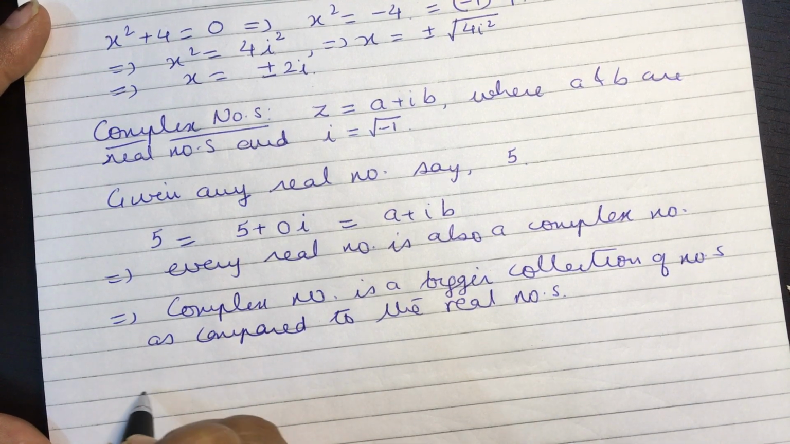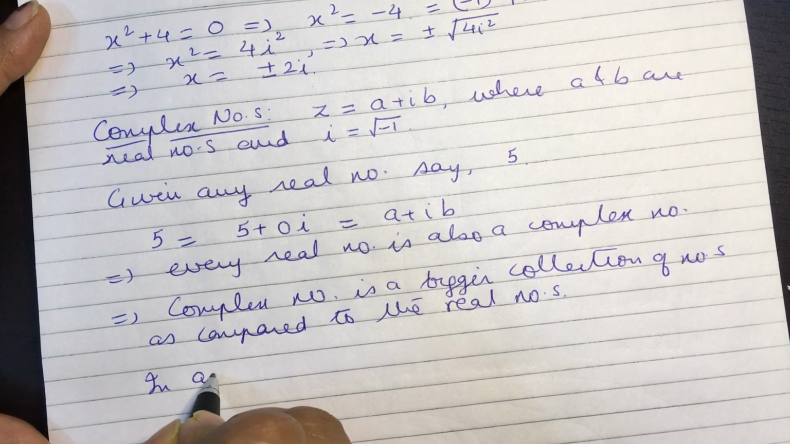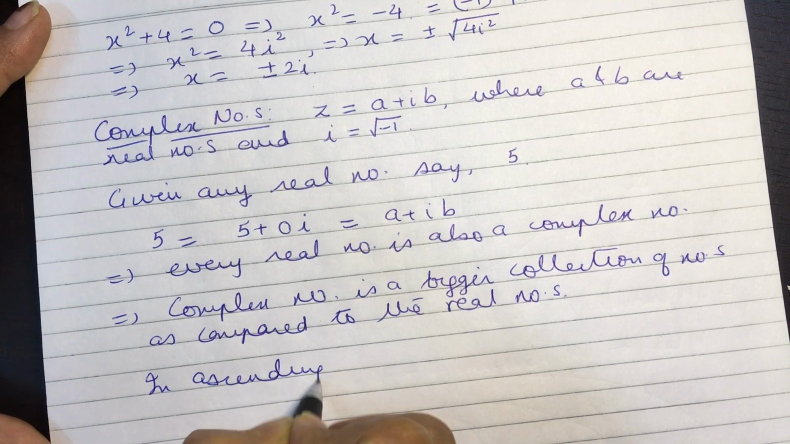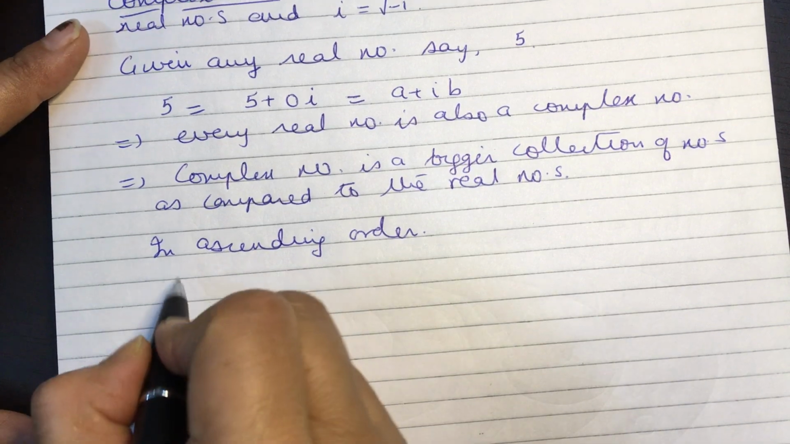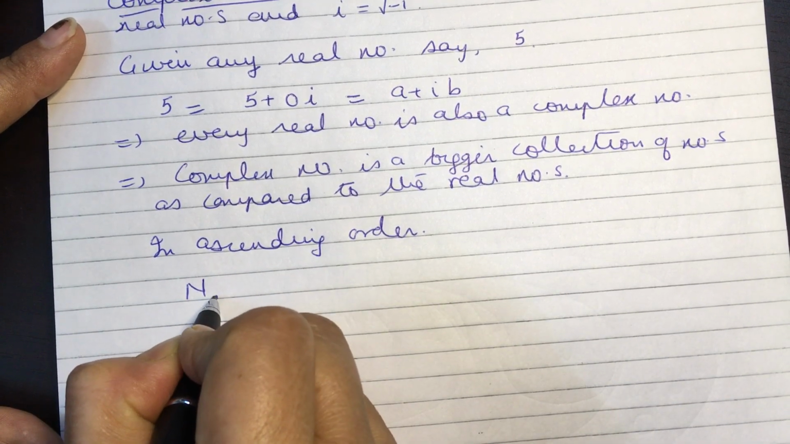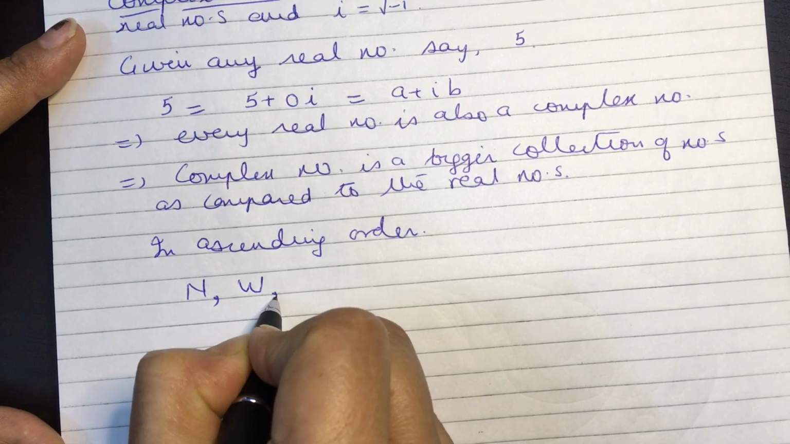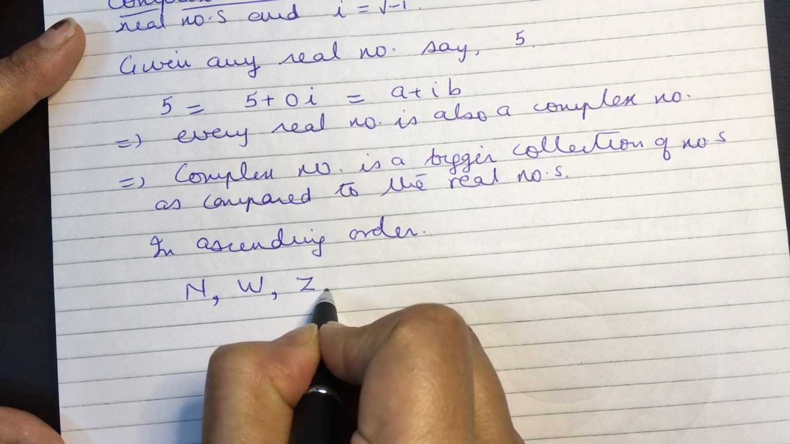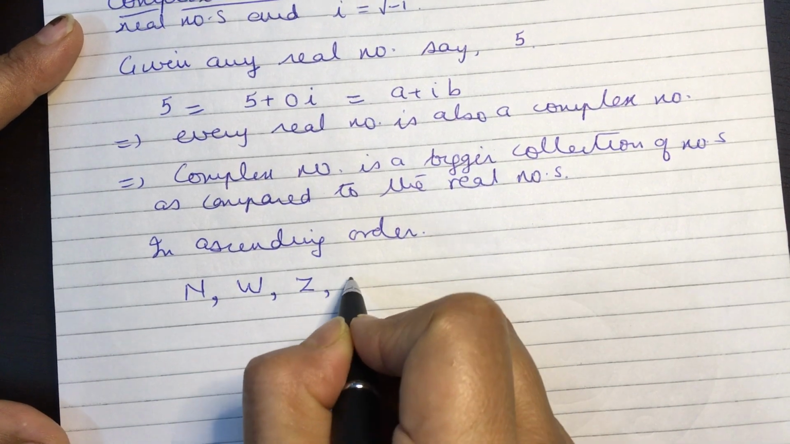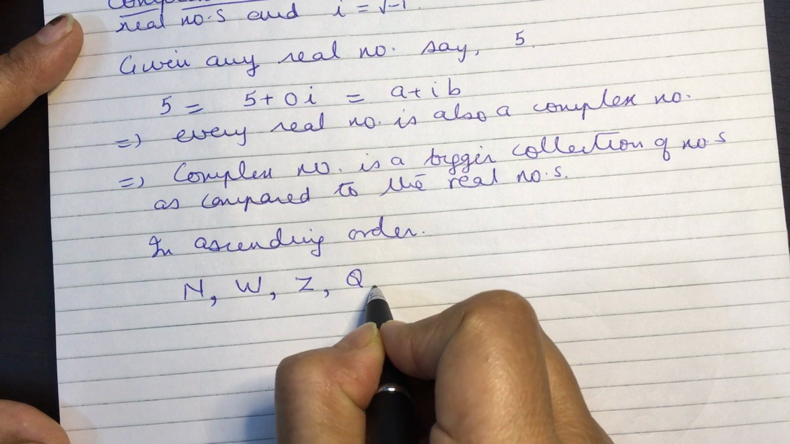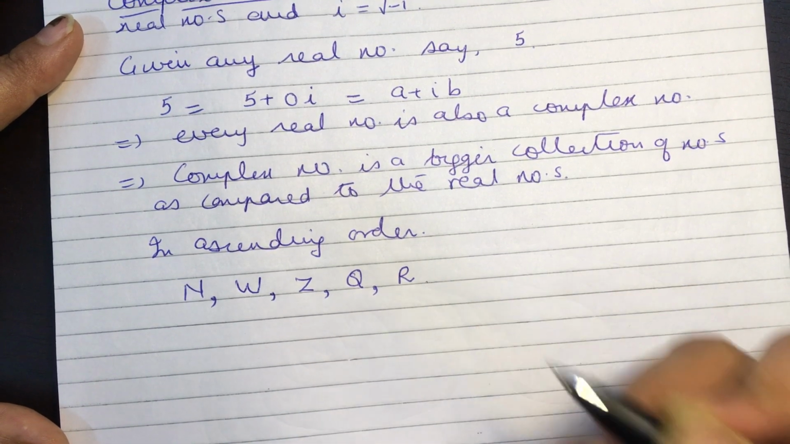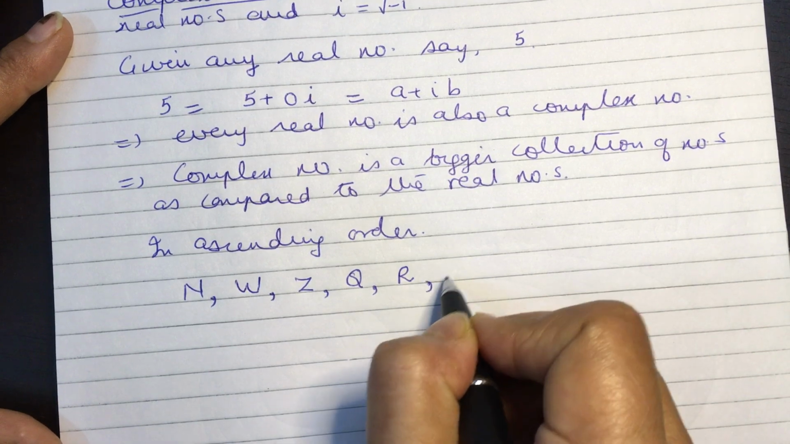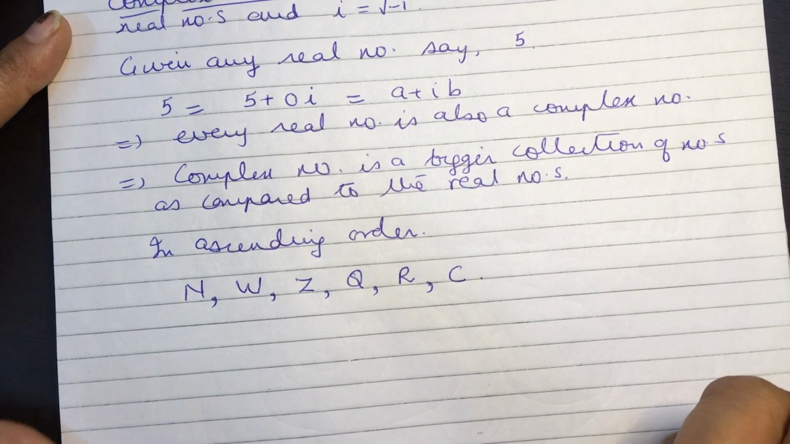Now writing the sets in ascending order, when we write the number systems, what do we get? First comes the natural numbers, then the whole numbers, then the integers, then the rational numbers, then the real numbers, and then comes the complex numbers.